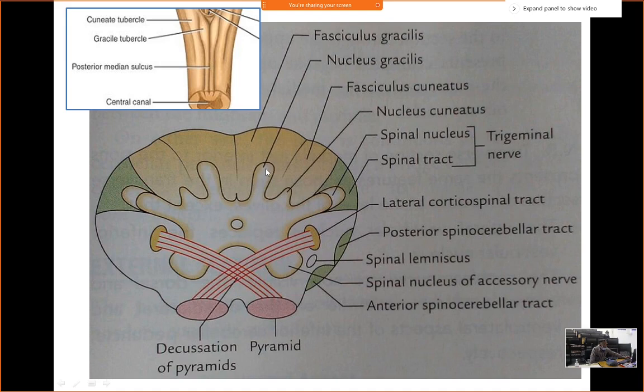That is called fasciculus. This is our nucleus gracilis, nucleus cuneatus. Dorsal to this is our white matter. This is called fasciculus gracilis, fasciculus cuneatus. Now here, the dorsal horn of the spinal cord. Dorsal horn of the spinal cord is there.